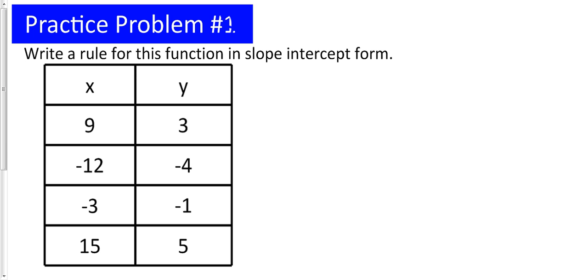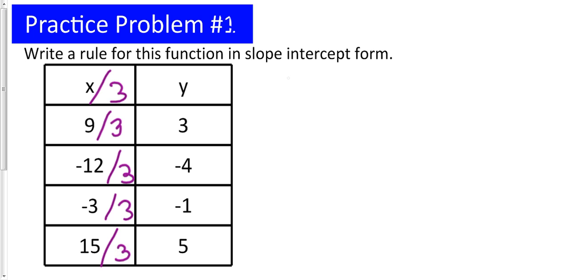But what I do notice here is that if I take a 9 and I divide it by 3, I'm going to get 3. If I take -12 and I divide it by 3, I'm going to get -4. And if I take -3 and I divide it by 3, I'll get -1, and 15 divided by 3 will give me 5. So my x value divided by 3 will give me y.